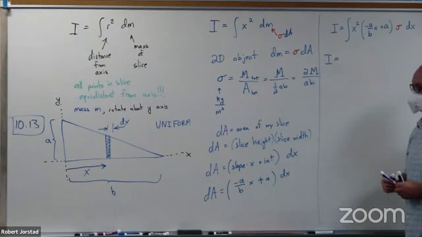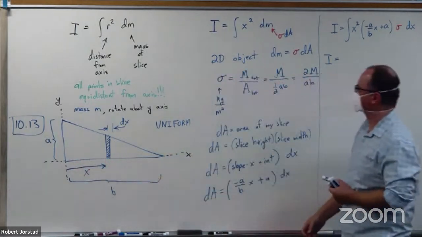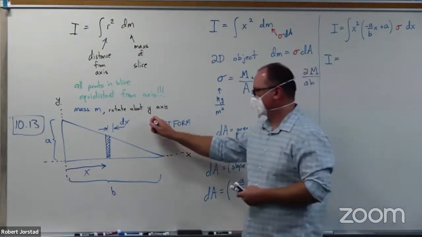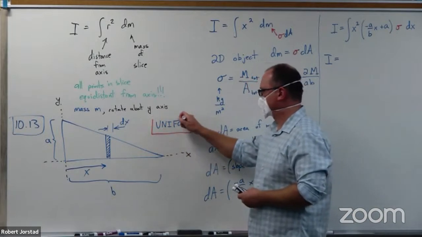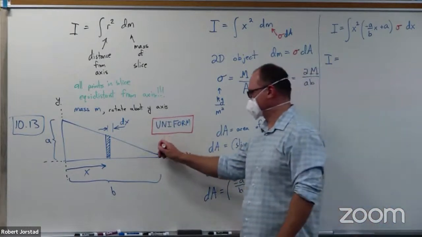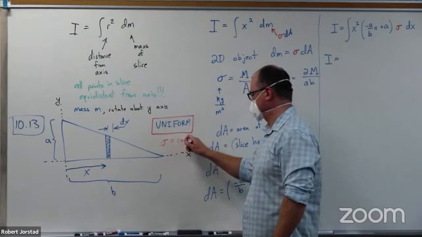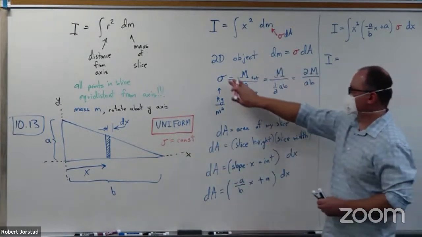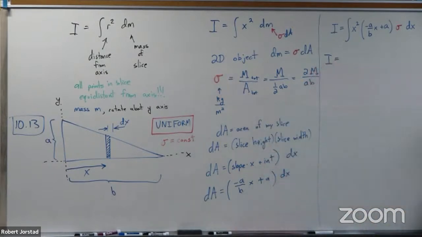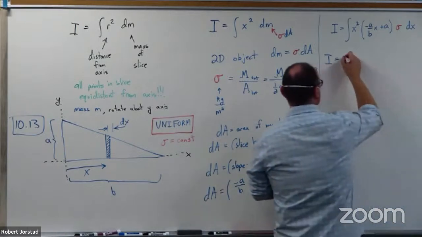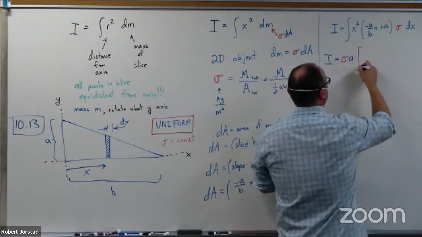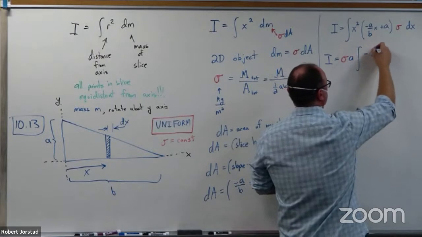X is not a constant. X is changing as you move through the triangle. A is, what else? Uniform, what does that tell us is constant? Sigma is constant. I better color code this too. So I'll pull out a sigma A.